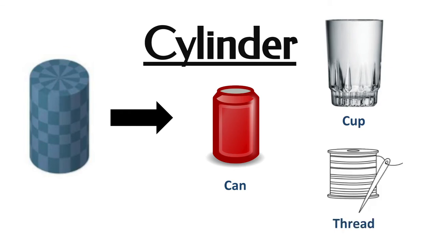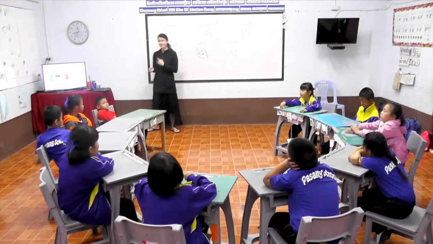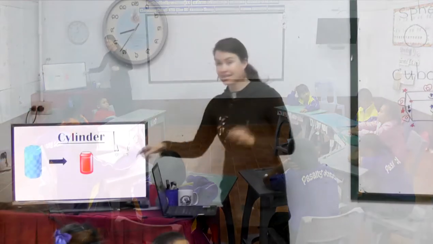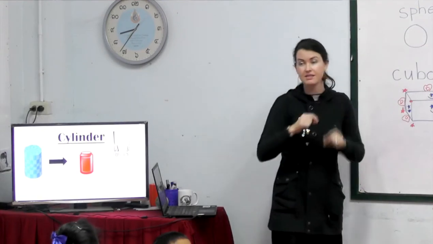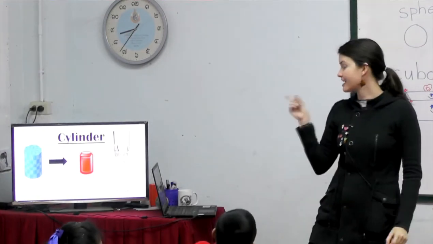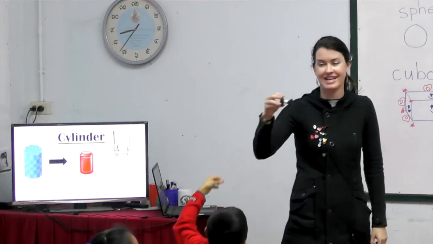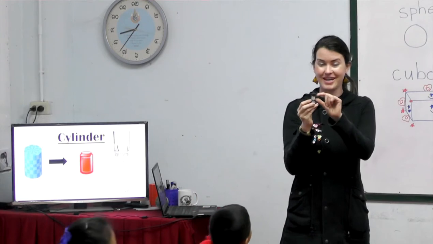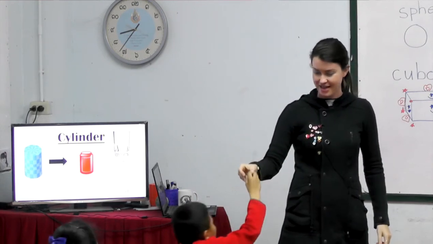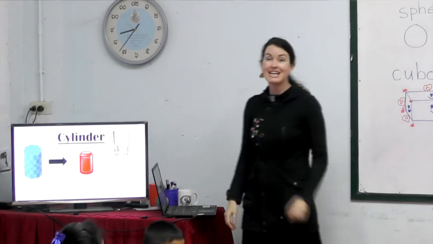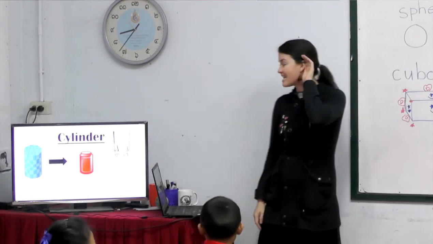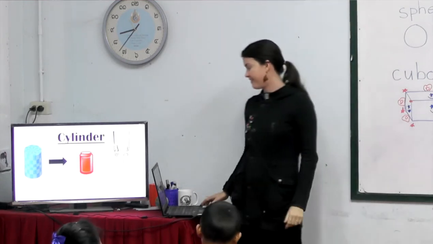This one, what you're thinking? This one we use to sew. Thread. Good. Like to sew on your shirt. Our thread comes on a little spool, and it looks like a cylinder. Yeah, look it. Like what Dew has. Kind of this part, like a cylinder. Good job, buddy. That's like a cylinder. Cylinder. Very nice.